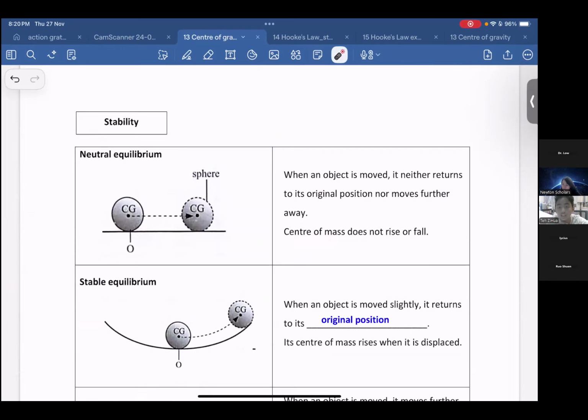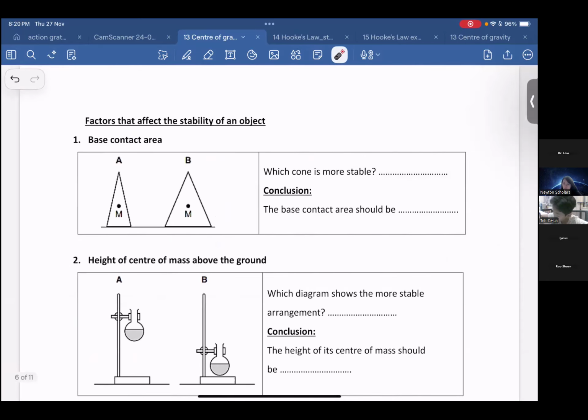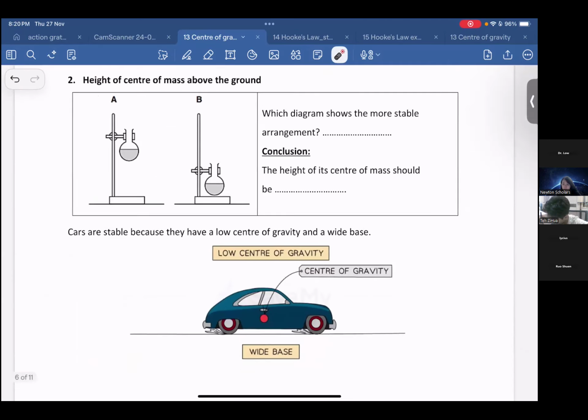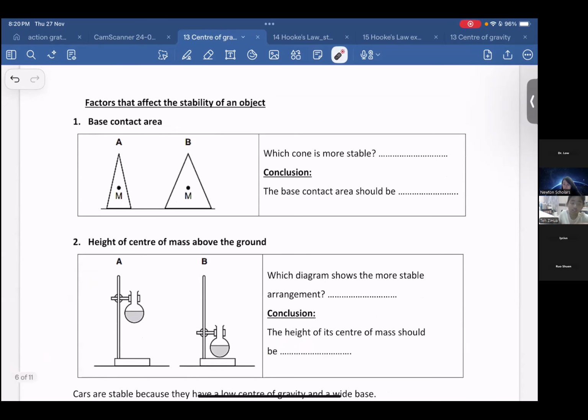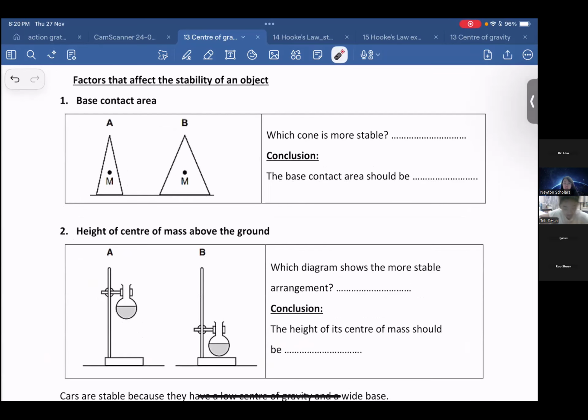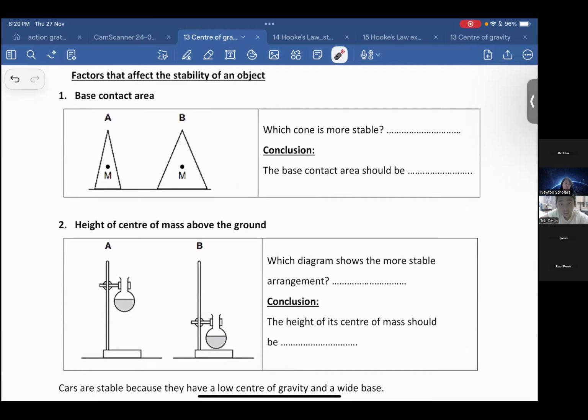So here, the most important part is this patch, which talks about the factors affecting stability. If let's say somebody bullies you and you want to defend, how do you make sure your stability is good, not easily falling down? One of the techniques is to make sure you open both of your legs. Make sure your base area is bigger, so it makes you more stable.